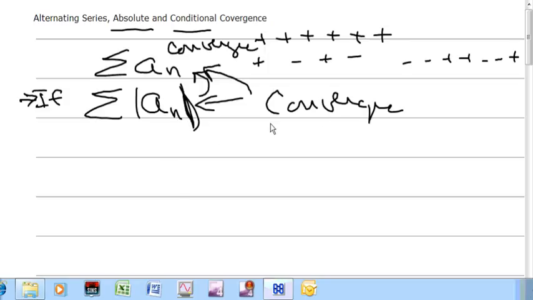Okay, now if it diverges, let's say that it diverges, that does not necessarily mean that this series up here also diverges. It's only going to work when convergence means convergence.